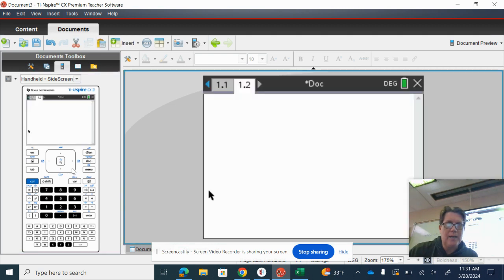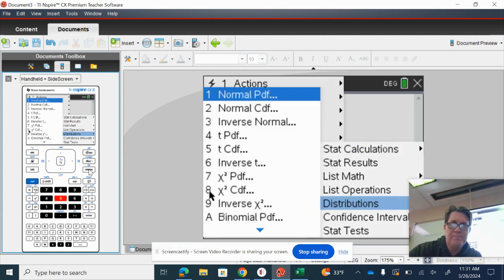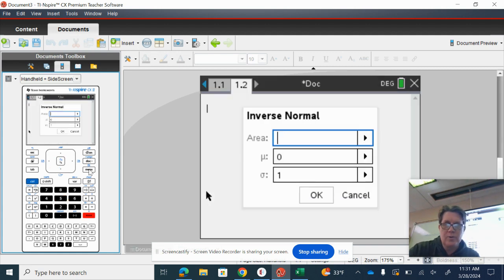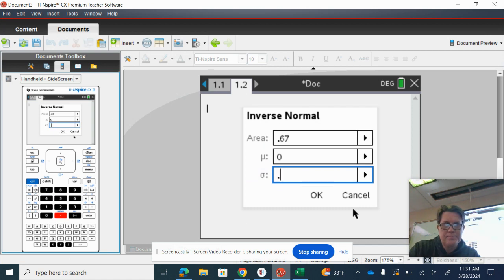But now I'm going to do an inverse norm. I'm going to clean up my calculator page here. I'm going to go menu 6, 5, and I'm going to do an inverse norm. I got 67% of the area to the left, and my mean, I'm going to leave as 0. It says the standard deviation is 0.3.